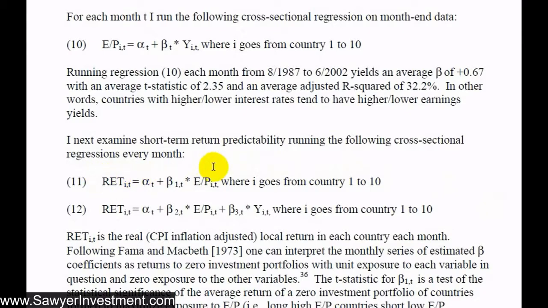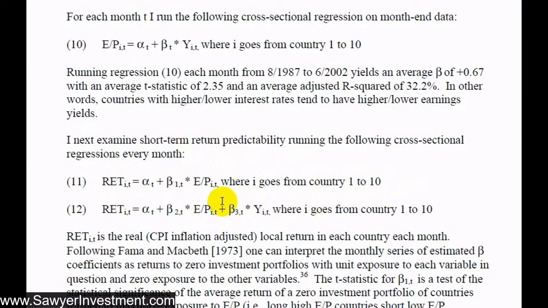So going down, we have the next regressions, which is the returns to those stocks in those countries, with the independent variable being the earnings yield, and in this regression, adding in the independent variable of the 10-year Treasury for that country. So here we want to see how much explanatory power the earnings yield has on the actual returns of the stocks, and then also what is the explanatory power of the interest rates on the returns of those stocks.